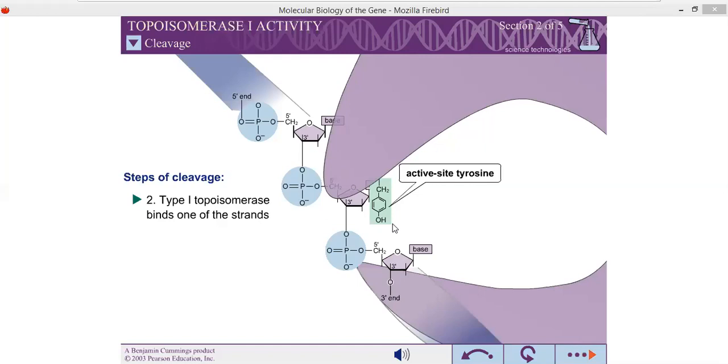So type 1 topoisomerase, for example, forms a hydrogen bond, forms an interaction by breaking the phosphodiester linkages which were present in between the adjacent nitrogenous bases through its active tyrosine residue. It will break all these phosphodiester bonds.